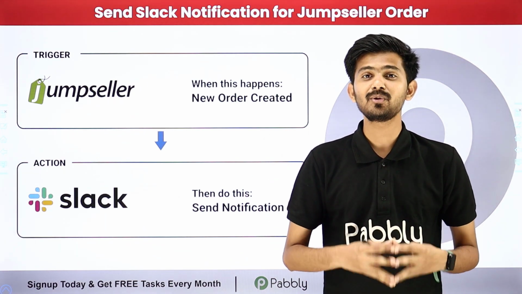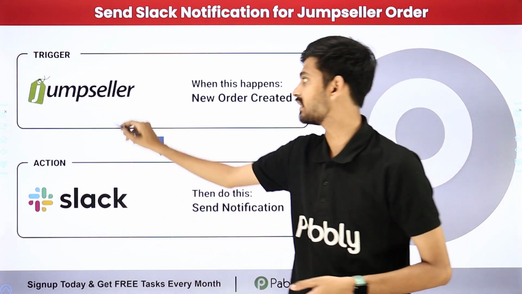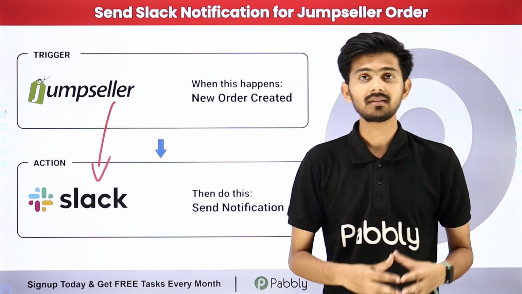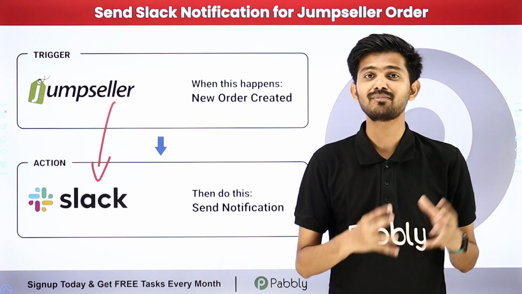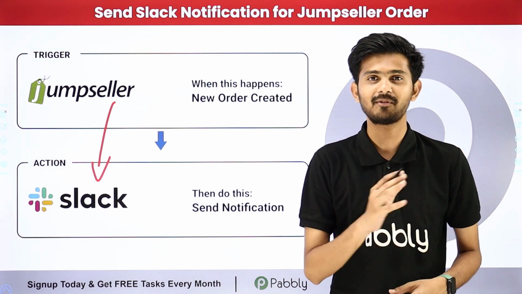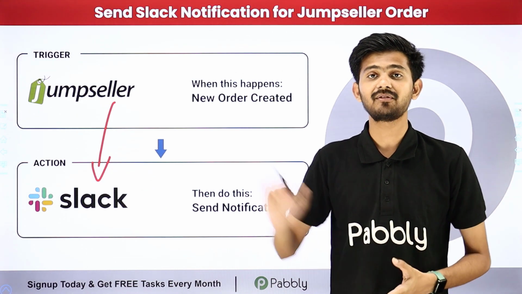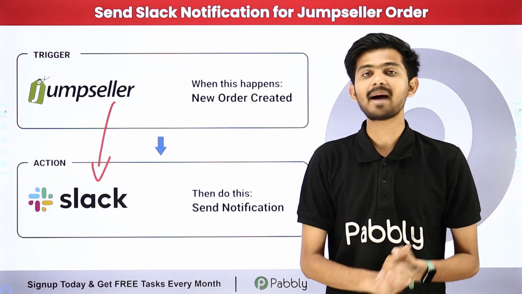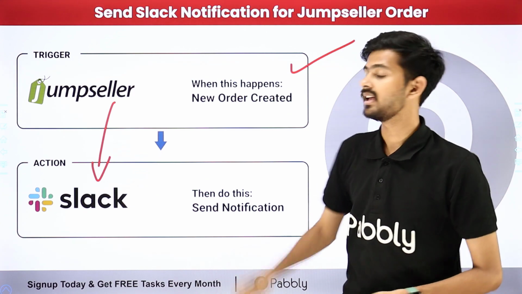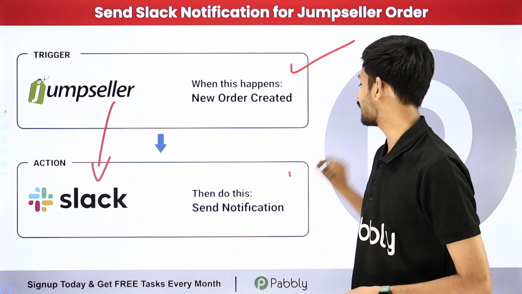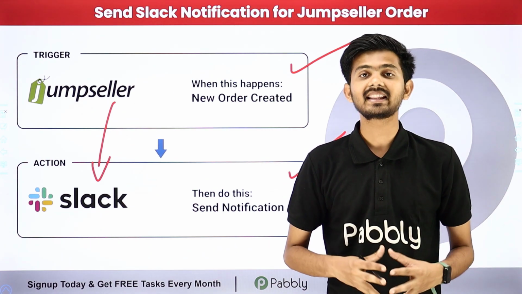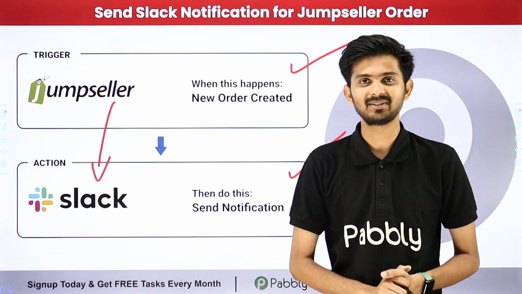So for that, I need to build a connection between Jumpseller and Slack. For building this connection, I'm going to use Pabbly Connect, which is an amazing software for automation and integration. In Pabbly Connect, I need to use the concept of trigger and action. In the trigger application, I'm going to use Jumpseller. In the action application, I'm going to use Slack. So how am I going to build this connection? For that, let me take you to my computer screen.